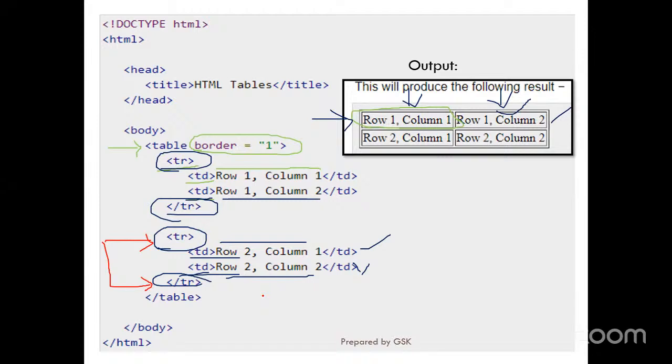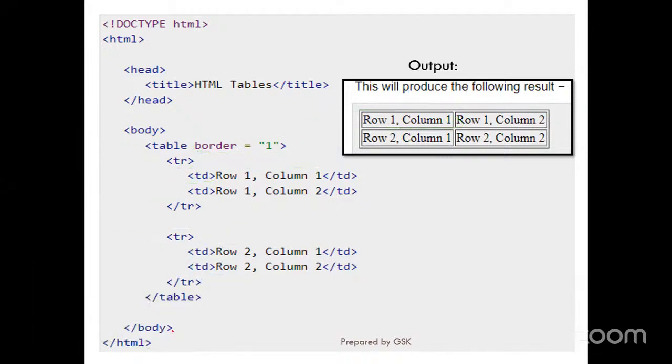So I created a table. Now close the table tag. Observe here, we created the table tag here, and this is the closing of the table tag. Table creation is completed. Now close the body tag and close the HTML. That's it. This is how to create a table.